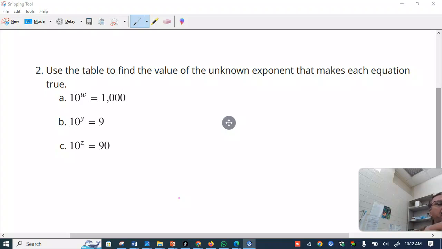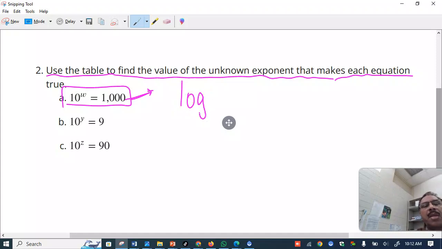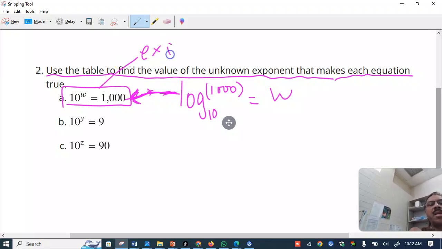Now, if you go back, there's one more question there. From the table, you're supposed to use the table to find the value of the unknown exponent that makes each equation true. Let's see, suppose you have 10 raised to w. Now, I want you to look at this expression, which is basically log base 10 of 1000 equals w. So this log is a representation of this exponential equation. This exponential equation changes to log 1000.